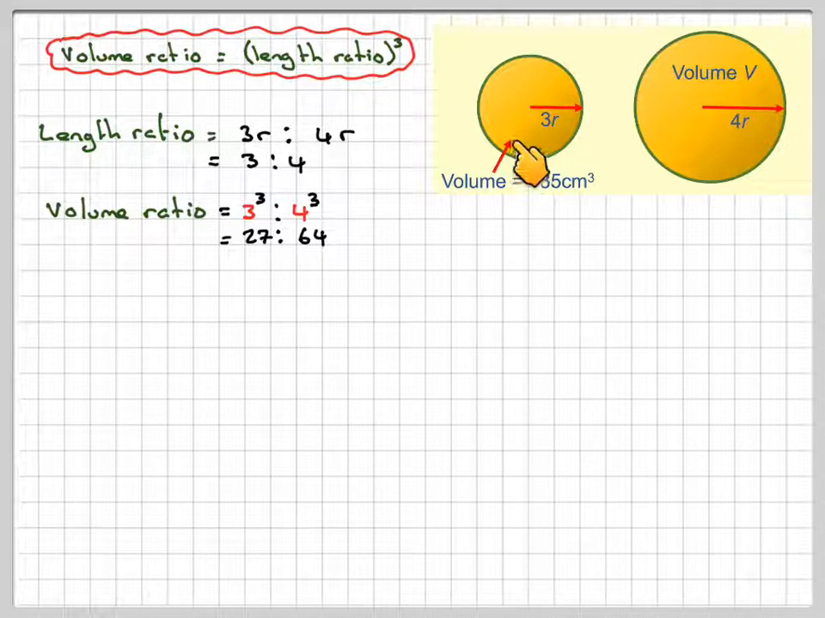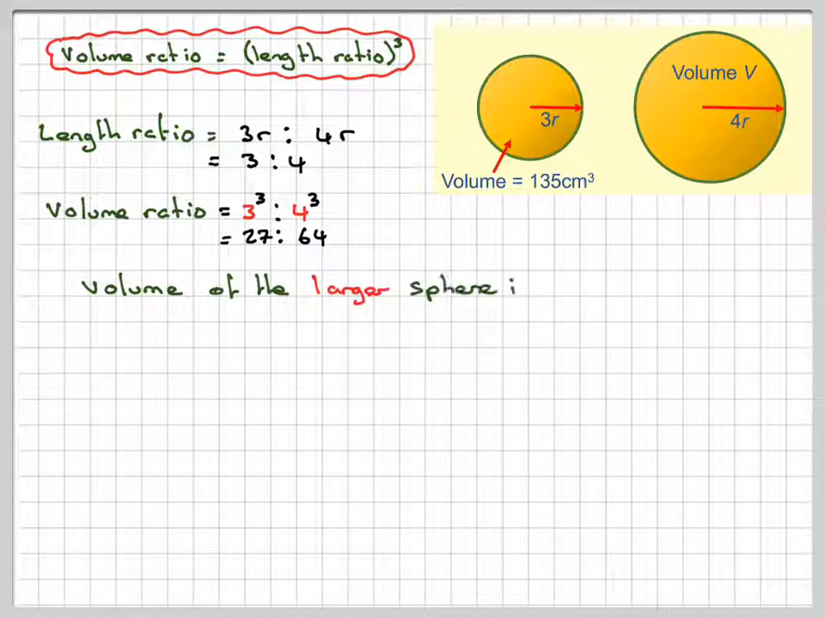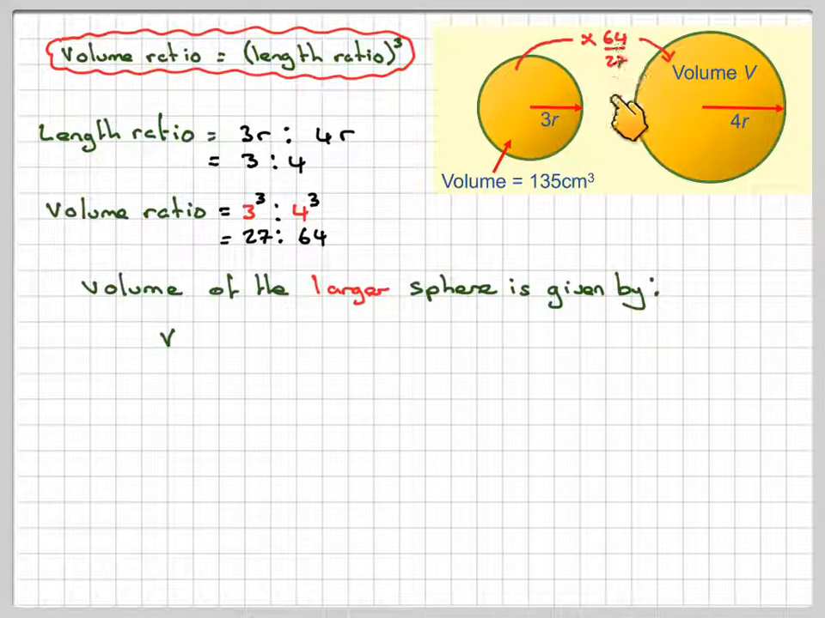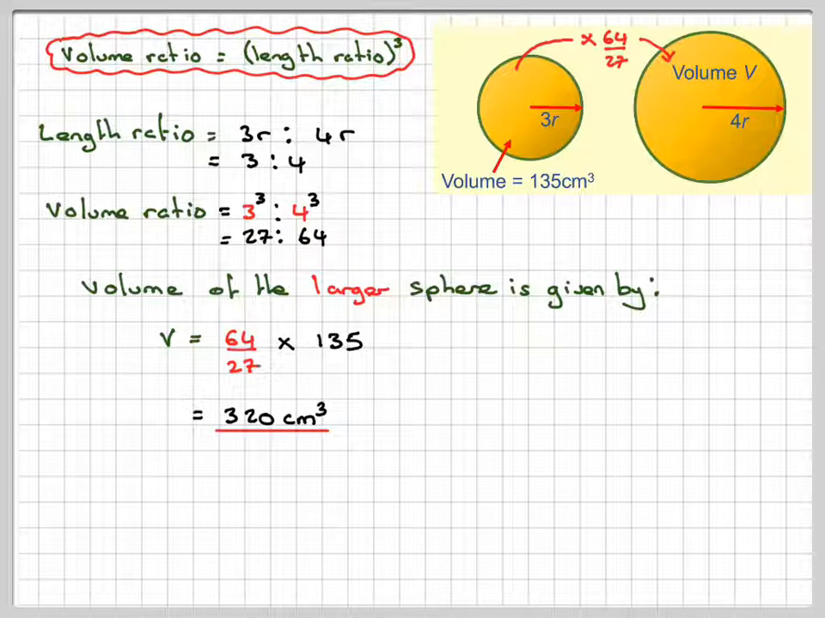Now we are going from the smaller to the larger. So the volume of the larger sphere is given by V, and we need 64 over 27, so this needs to be bigger than 1. This is called the volume factor. So the volume factor is 64 over 27 times the volume of the smaller one, which is 135, and that gives me 320 centimeters cubed.